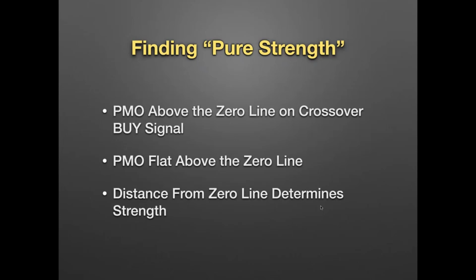The distance from the zero line, like I said, determines the strength of the move. So if this is occurring just above the zero line, if you get that crossover, it's above the zero line, but it's just barely above the zero line, that's not strength. That is telling you that there is not weakness, but there's not pure strength in that move. It could be new strength, but it's not pure strength.